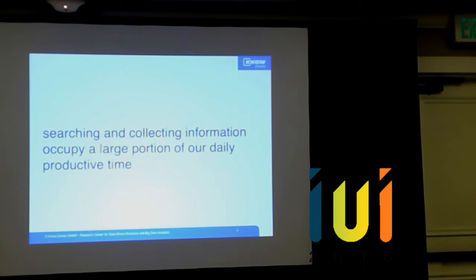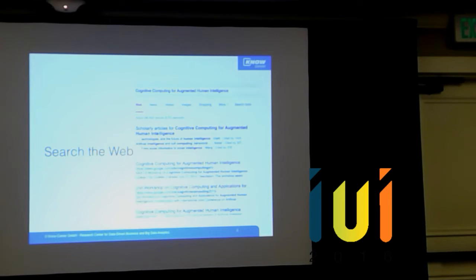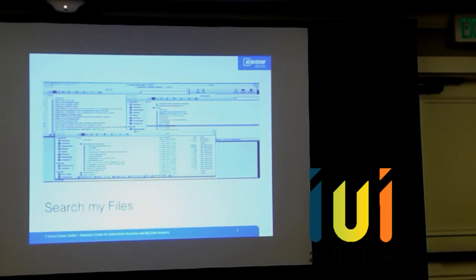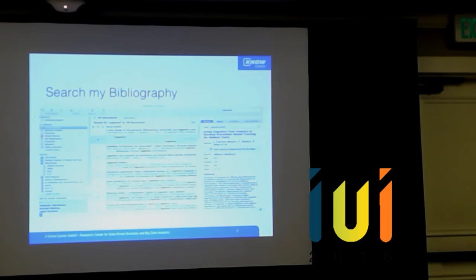searching and collecting information occupy a large portion of our daily productive time. Now, as Maslow stated in his classic hierarchy of needs theory, after we have fulfilled our basic and physiological needs, we seek to fulfill other social and psychological needs, and they tend to go towards informational needs. So we search for information in a variety of scenarios, like on the web, on our file systems, or using dedicated apps to scan our bibliography.